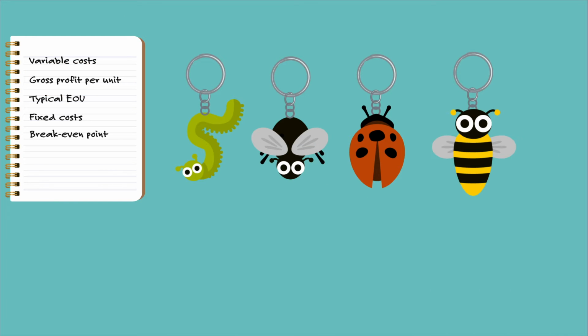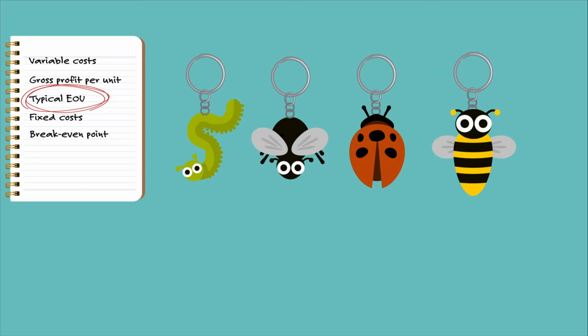But how does this work if you're selling more than one type of product? Let's look at how we figure out the economics of one unit when selling more than one product. EOU can stand for economics of one unit. So if your business is selling many similar products, an average or typical EOU can be used. Let's look at an example.